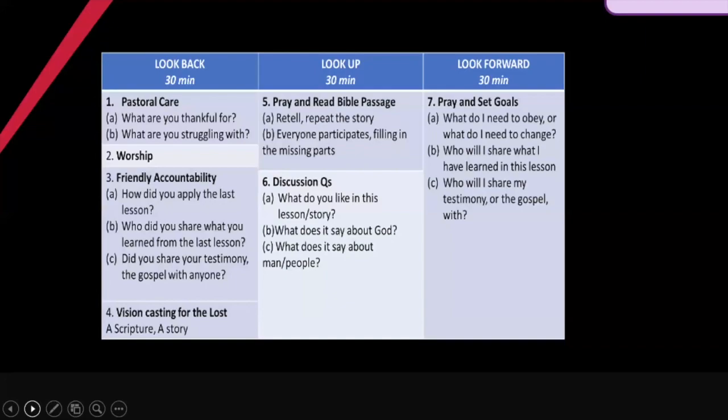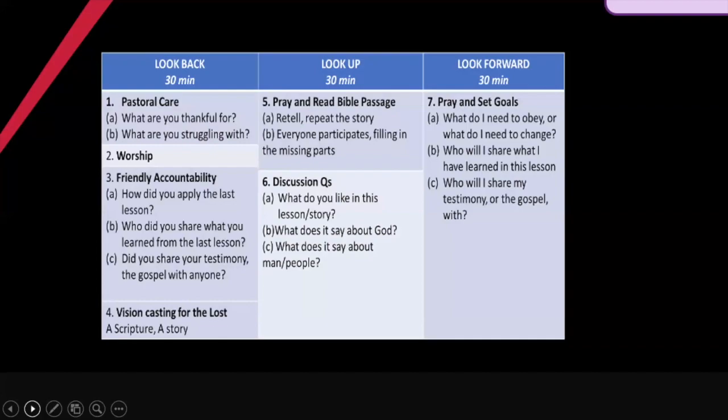The middle column tells you about the Bible passage where we read, retell, and repeat the story. We do that so that we can tell that story to someone else, and at the same time answer the discussion questions. Number 1, what do you like in this lesson, or what stood out for you in this story? Number 2, what does it say about God? Number 3, what does it say about people?